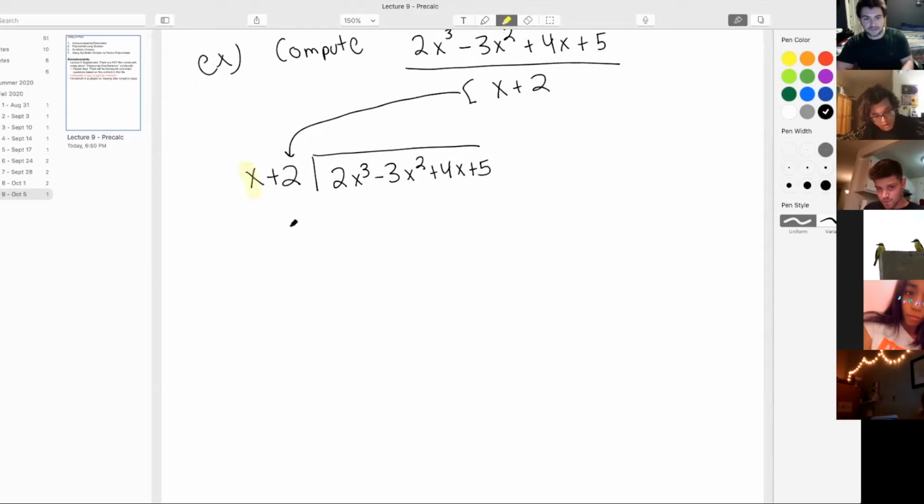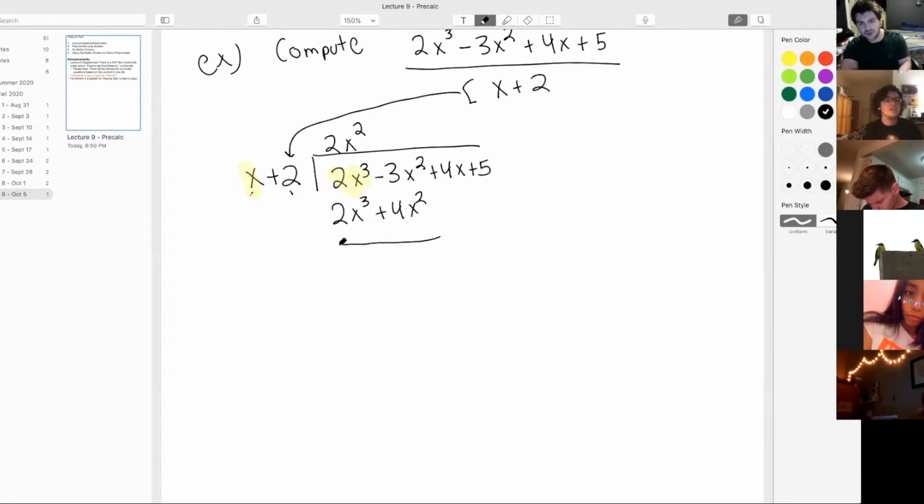So we look at x and we look at 2x cubed. X multiplied by what will give me 2x cubed? Well, I think 2x to the second power does the job. X multiplied by 2x squared will give me 2x cubed. Now you multiply each of these by 2x squared. You multiply x by 2x squared, that will give me 2x cubed. Now I do this plus 2 multiplied by 2x squared, and that will give me 4x squared.